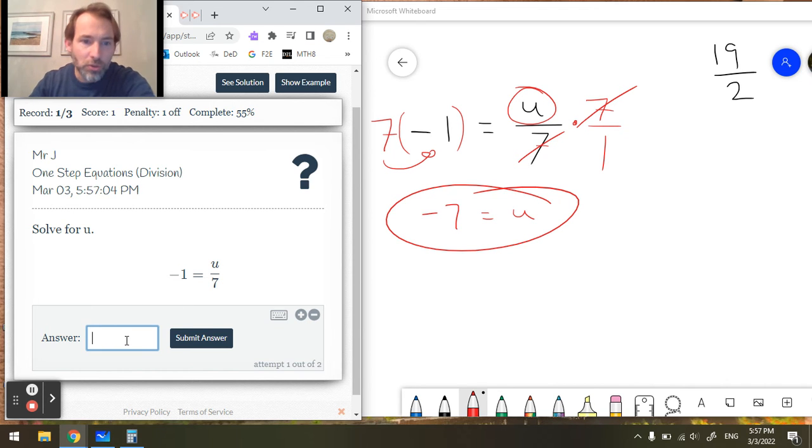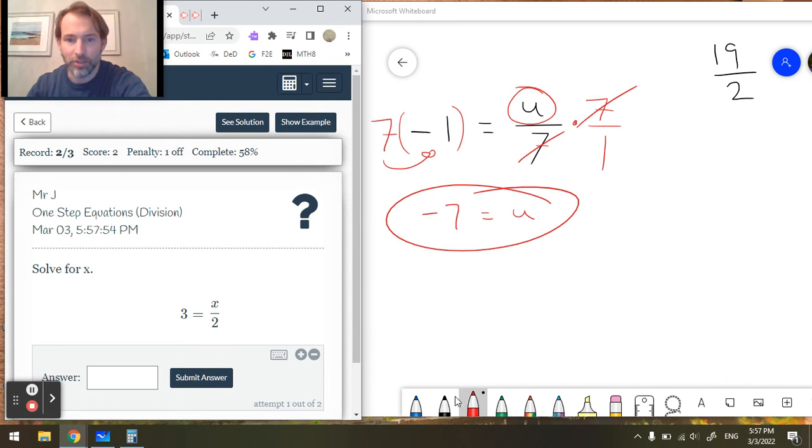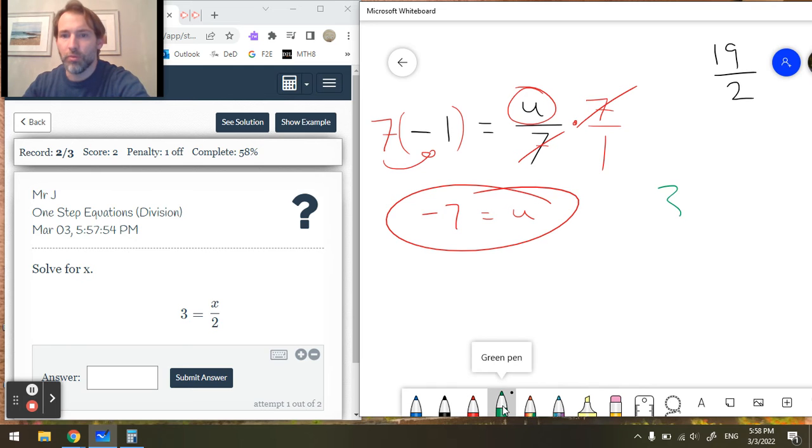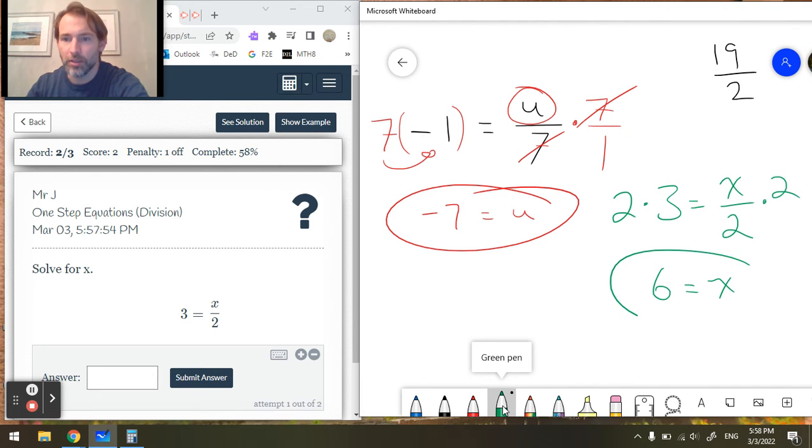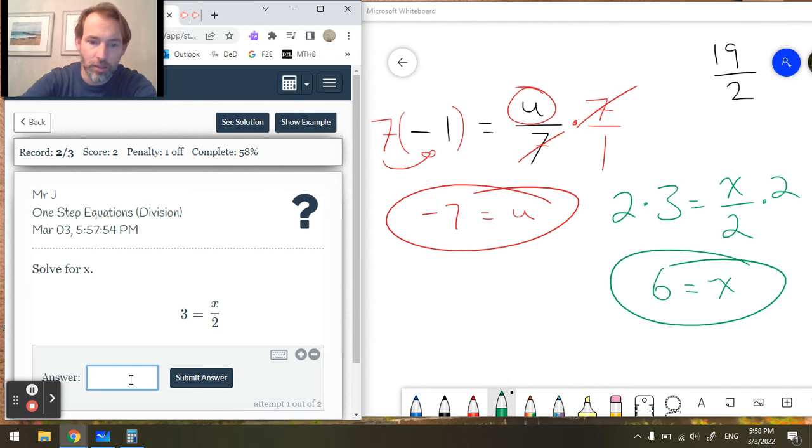3 is equal to x divided by 2. I read that wrong. All right, so now I'm going to multiply both sides by 2. And I have 2 times 3 is 6. 6 is equal to x. Okay, put that in there. Hooray! That's how you deal with division. You multiply them away.